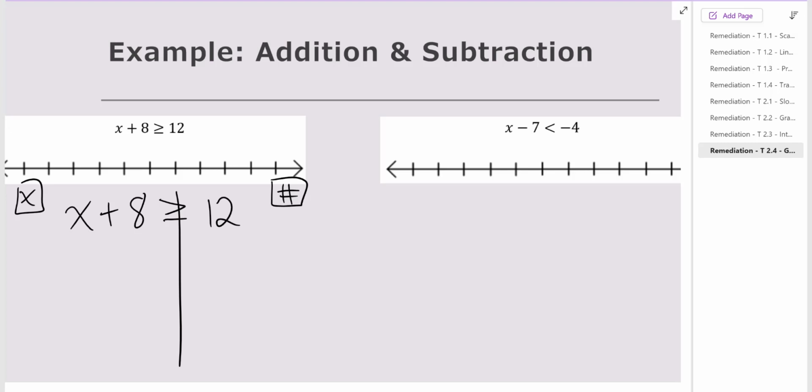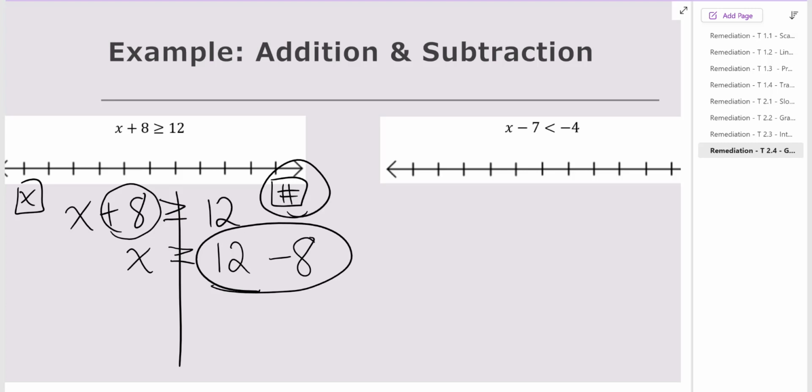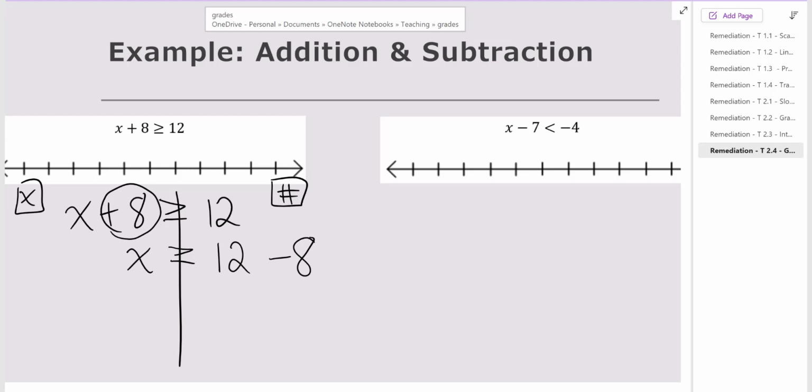So x is good, copy below. El grupo x está bien, copy abajo. 8 is bad. 8 está malo porque no está en el lado de los números. It's bad because it's not on the number side. So I have to move it. So it's positive 8, now negative 8. And then 12, copy below. So now I have my numbers on the number side. Ahora tenemos los números en el lado de los números. Y podemos simplificar. And now we can simplify. 12 minus 8 is 4.